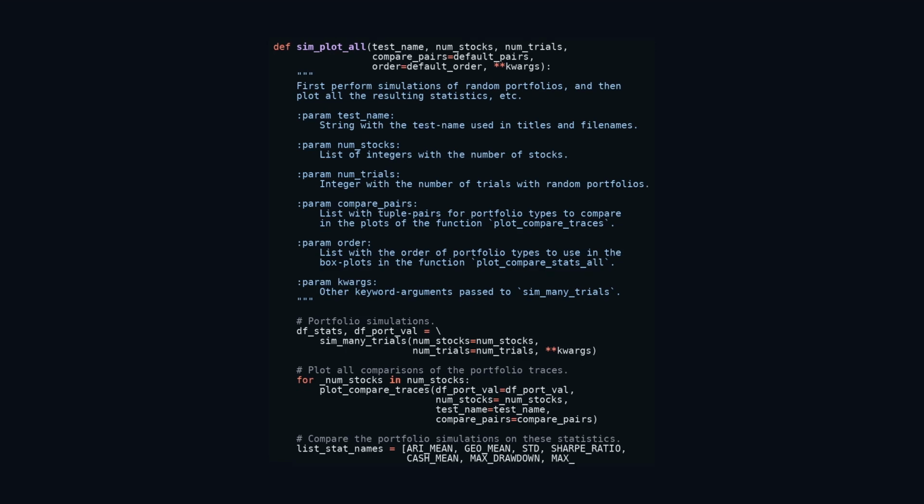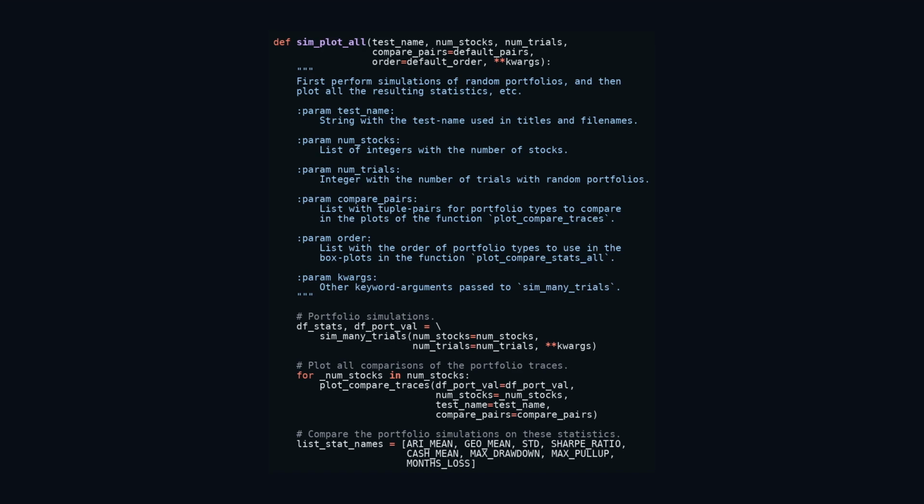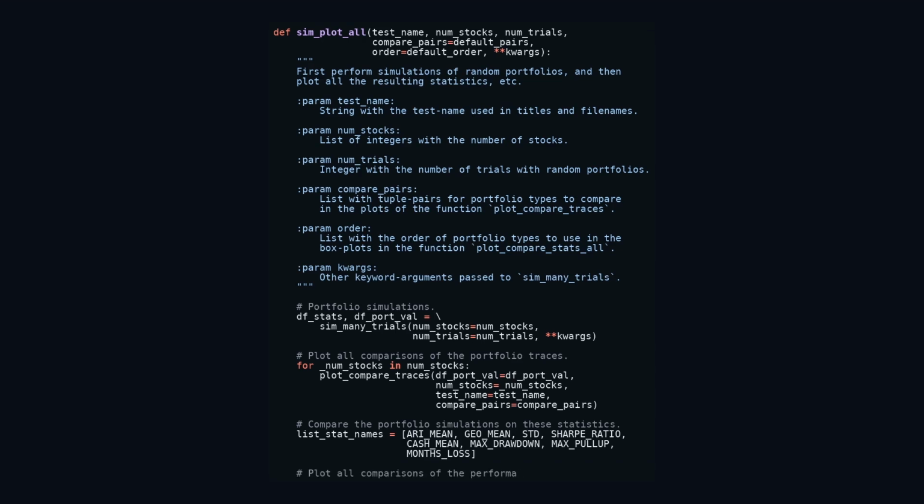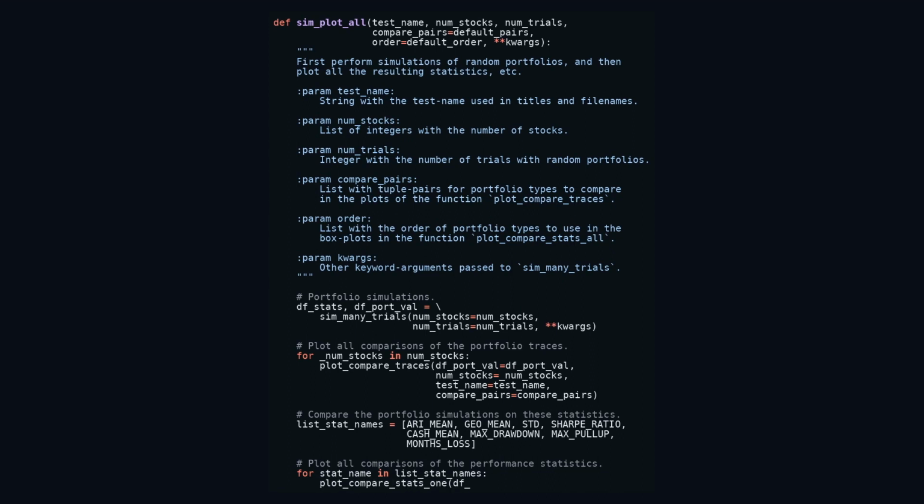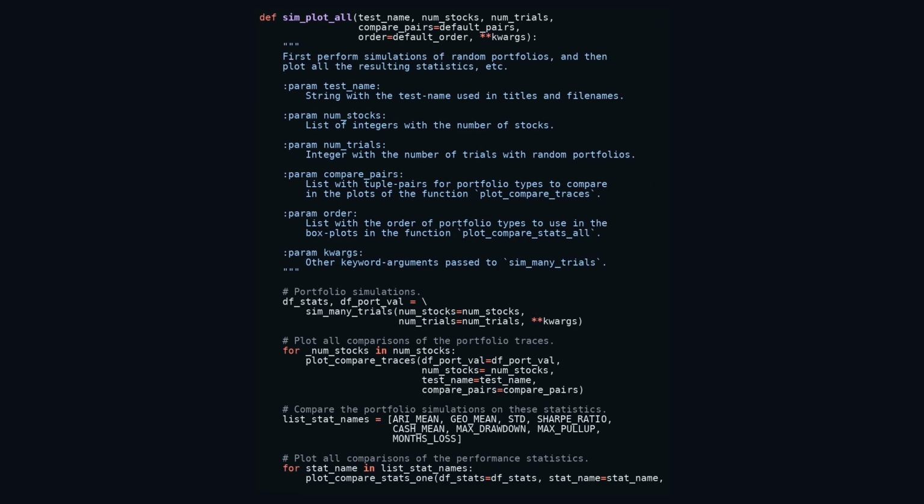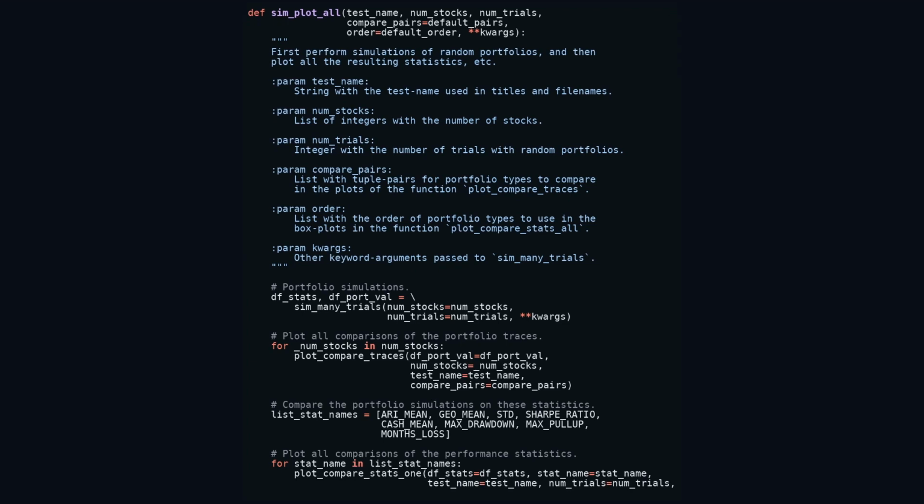Overall, the SimPlotAll function helps in conducting simulations, analyzing the performance of random portfolios, and comparing different portfolio types. It streamlines the process of running simulations and visualizing the results, thereby facilitating better decision-making in investment strategies.